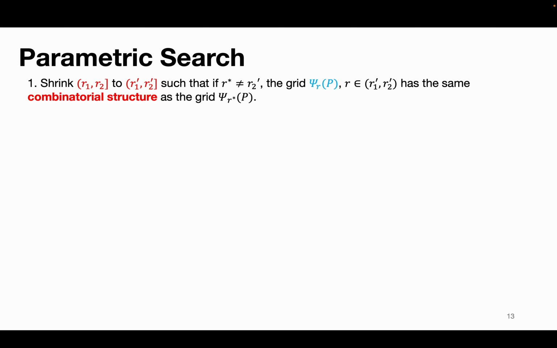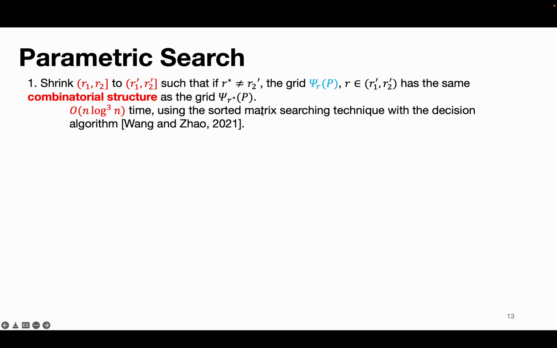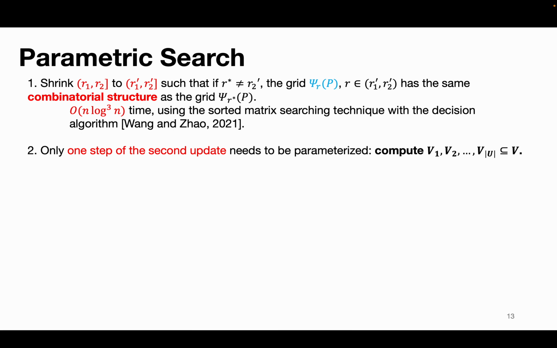Next is our parametric search. So the first step is building the grid. We need to shrink the interval R1, R2 to R1 prime, R2 prime, such that if R star doesn't equal R2 prime, then the grid with respect to parameter R, where R is in the shrunk interval, has the same combinatorial structure as the grid with respect to parameter R star. This can be done in n log cubed n time by using the sorted matrix searching technique with our decision algorithm.